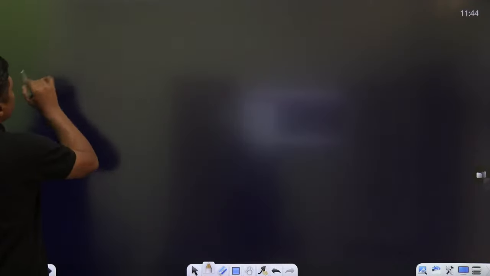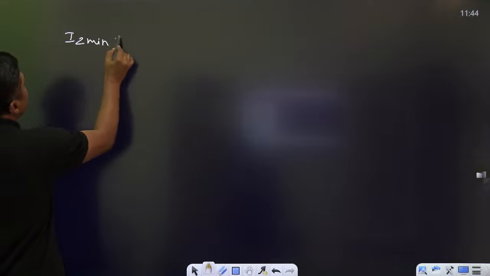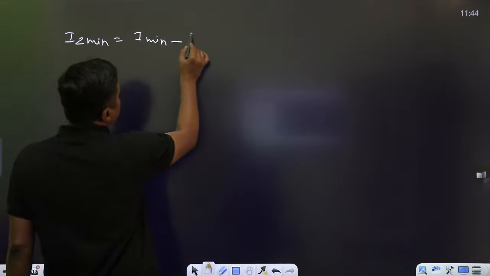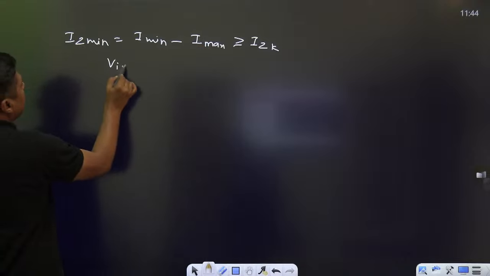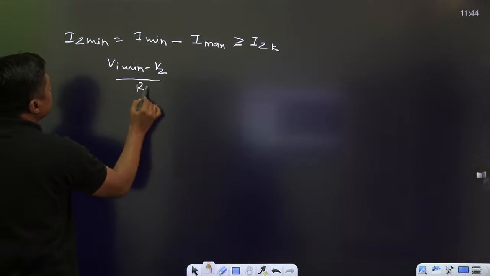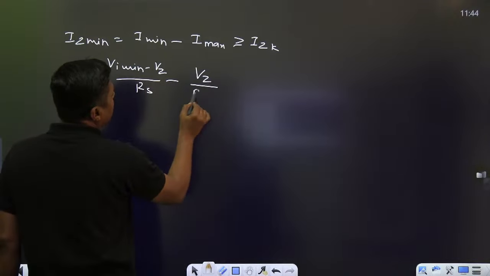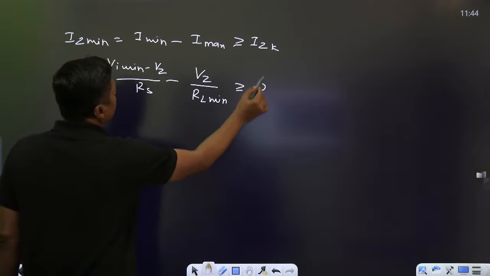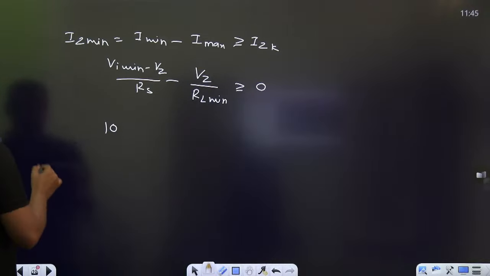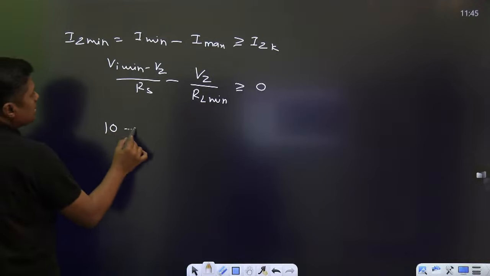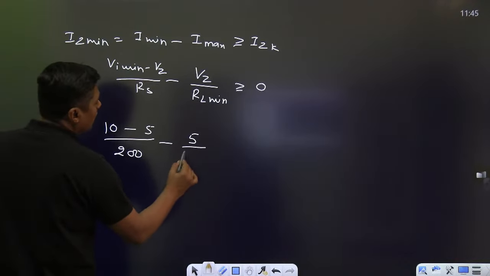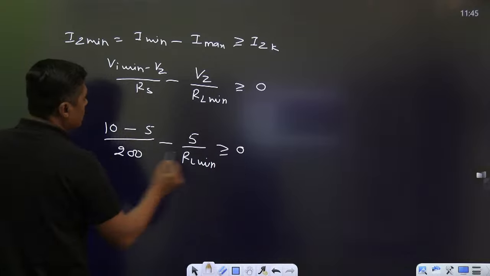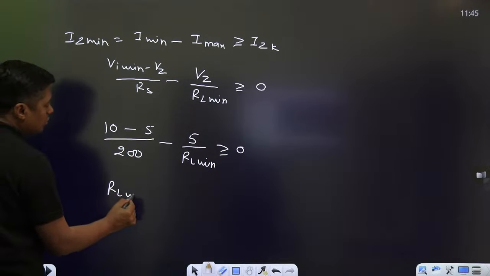Now if you are using this formula with Rs, then in this case Iz minimum is equal to I minimum minus I maximum. It should be greater than or equal to Izk. What is the I minimum? Vi minimum minus Vz upon Rs, minus the I maximum, Vz upon RL. That should be greater than or equal to 0 under ideal condition. So what is the Vi minimum? 10, that is given in the question. What is the Vz? 5. What is the Rs? Now it is 200. RL minimum should be greater than or equal to 0. The 5 cancels out and you will get the RL minimum equal to 200 ohm in that case.